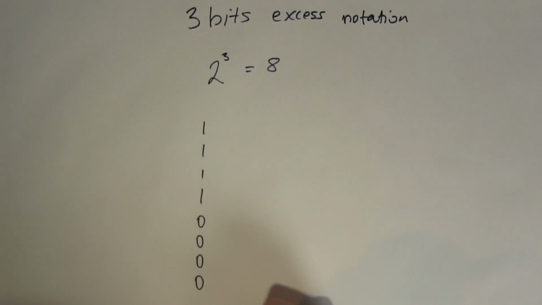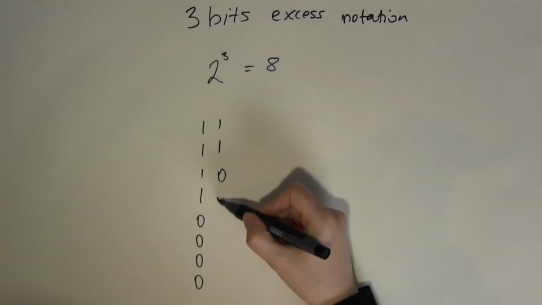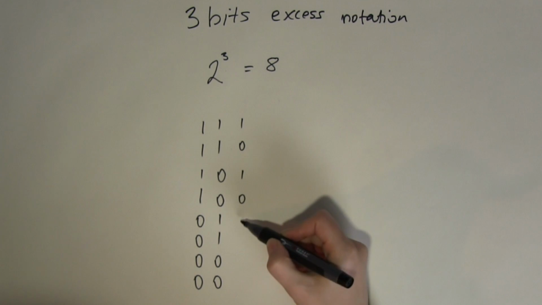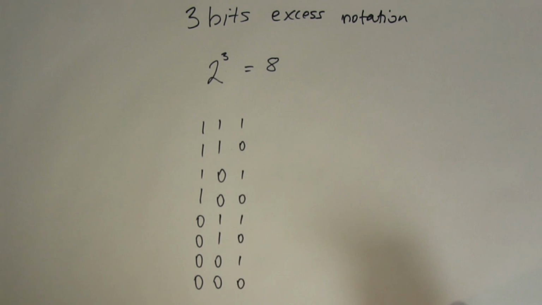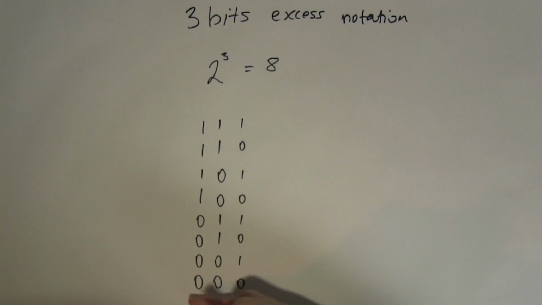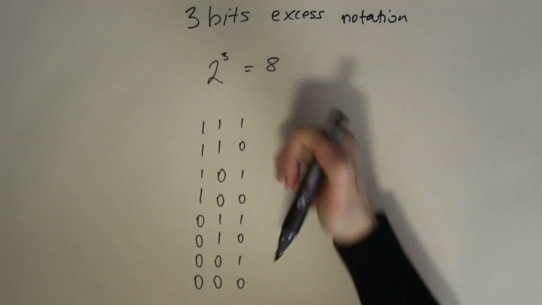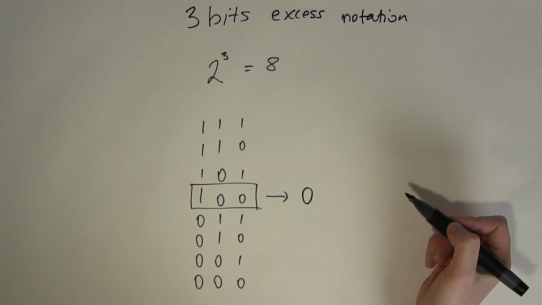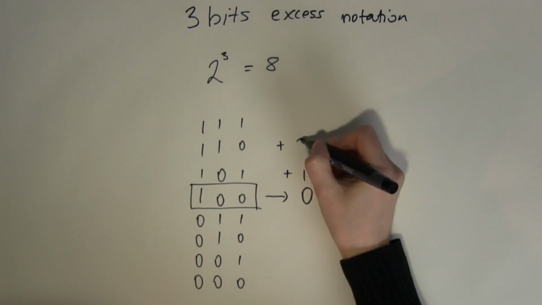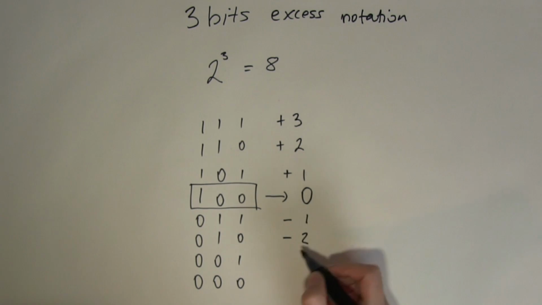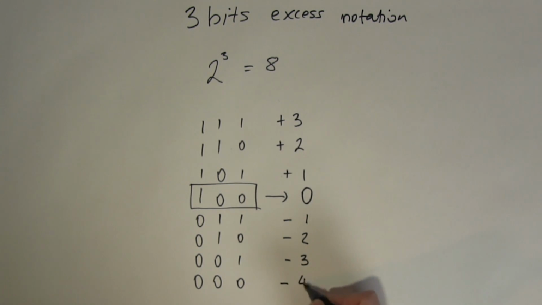4 zeros, then 2 ones, 2 zeros, then 1 0 1 0 alternating. Now if you can see what I've done, I've built up all the possible combinations of 3 bits binary numbers, but in an order where they go from the smallest to the biggest. Now with the excess notation, this is your starting point, this is your 0. So this will be positive 1, that is positive 2, this is positive 3, this is negative 1, this is negative 2, this is negative 3, and this is negative 4.